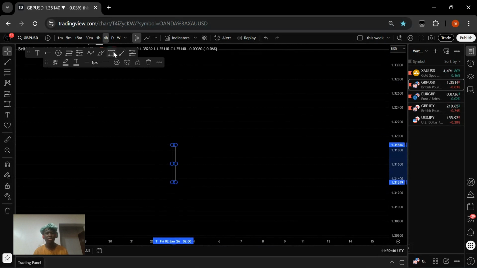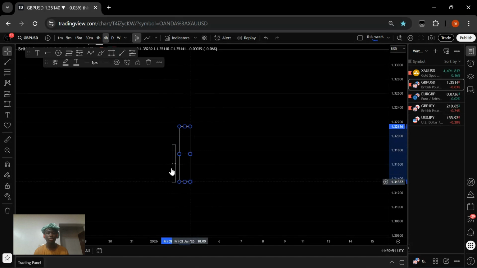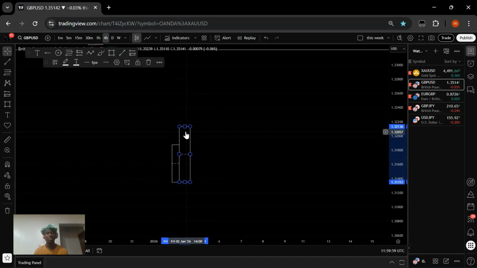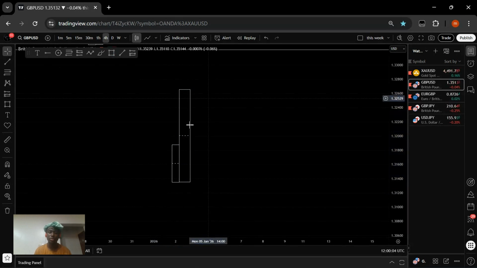Let's just say you've gone through your bias on the daily time frame, you've done everything you're supposed to. So the next thing you want to look out for, obviously, is where to take your entry from. Now, as normal, what you want to wait for is the engulfing candle. You want to wait for liquidity.